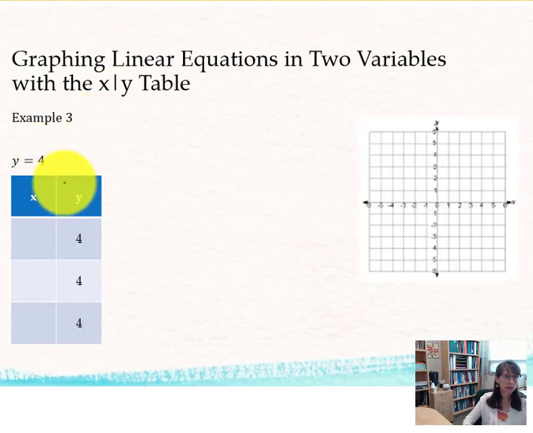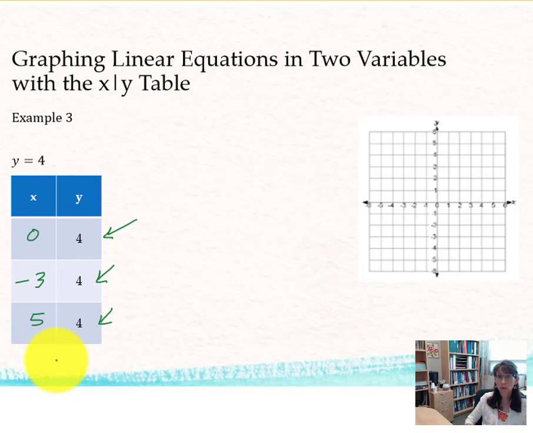Now this example is a little bit different than the other two. Y equals 4. Notice that there is not any x in the linear equation. So how could we possibly substitute something for x if there is no x? Well, that's because this is a special case. Y equals 4 means the y value is always going to be 4, no matter what the x value is. So you can choose any value you want for x. I could use 0, I could use -3, I could use +5.